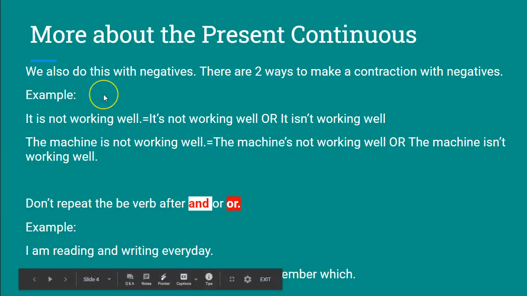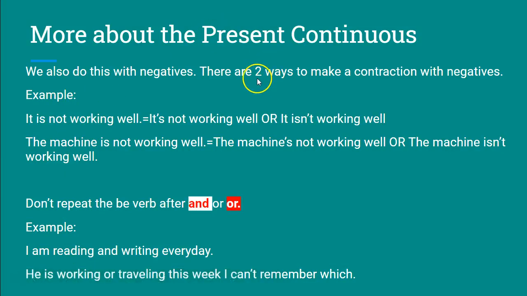Okay, we can also do this with negatives. And remember, we learned before that there are two ways to make a contraction with negatives. So it is not working well. To make a negative, we can contract it is and say it's not working well. Or we can contract is not and say it isn't working well.